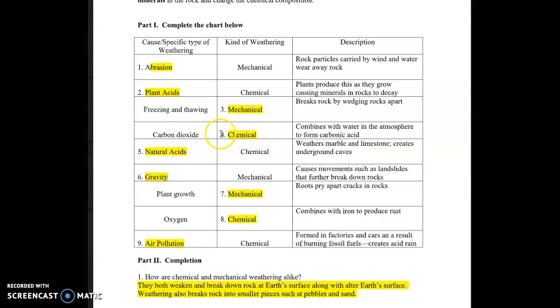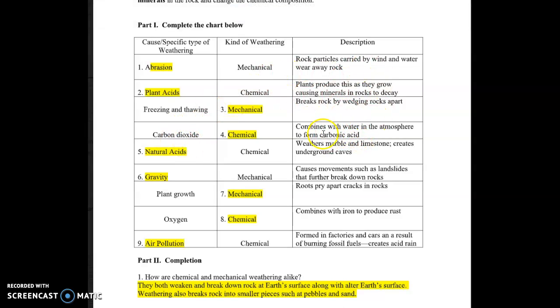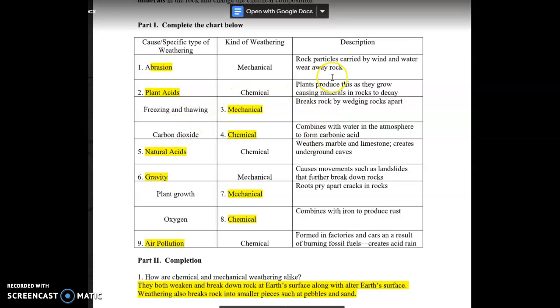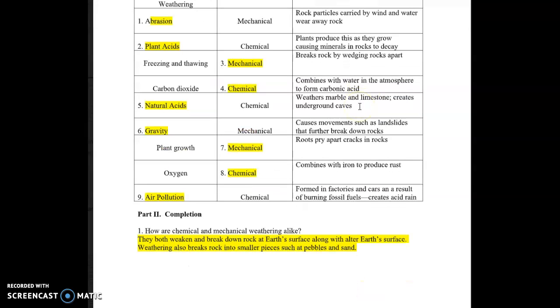So this is an example of how chemical weathering produces a new substance. Carbonic acid is different from carbon dioxide and water. Carbon dioxide plus water gives you carbonic acid, a new substance that has different properties from carbon dioxide and water. So if you want to freeze this video just to check your work, please do so.